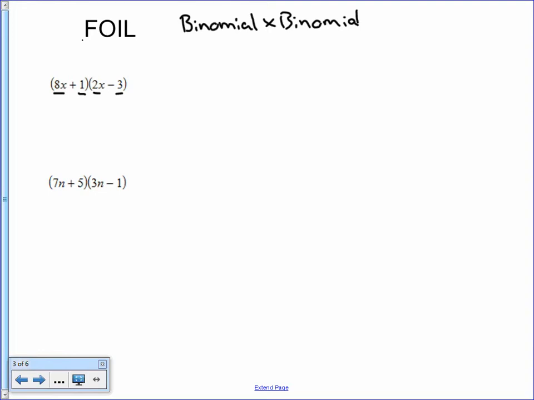What FOIL stands for is the F stands for the first terms, the O for the outside terms, the I for the inside terms, and the L for the last terms. It's basically just an order in which you multiply those monomials together. It doesn't really have to be in that order, but it's a nice way to think about it. You can also make these lines. So 8x times 2x, and then 8x times the negative 3, and then do the same thing to the 1. Basically, you're distributing the 8x and distributing the 1.